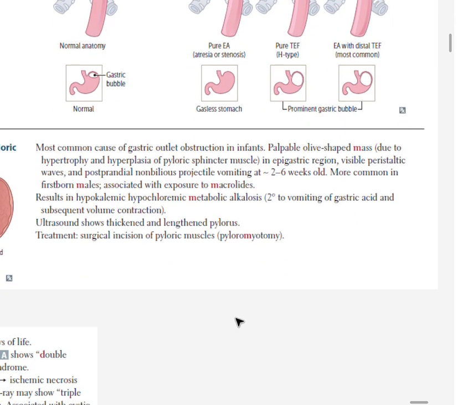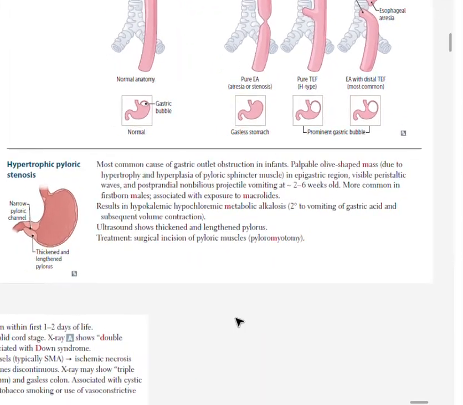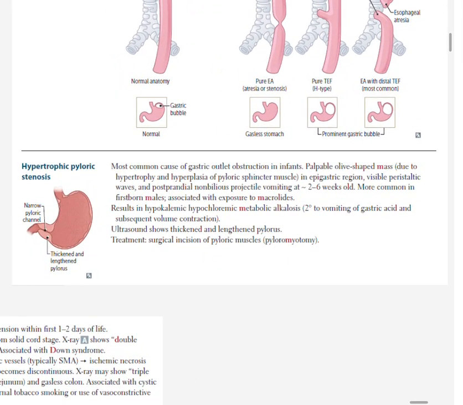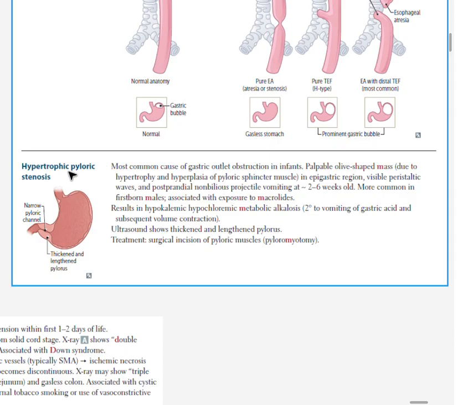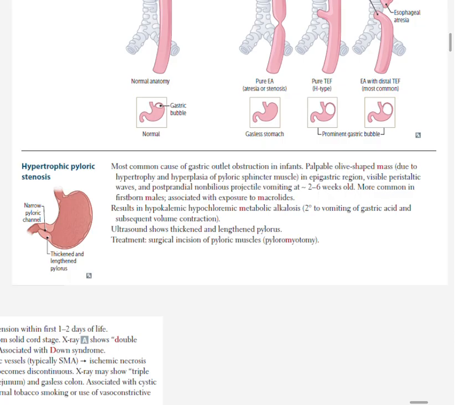Moving on to hypertrophic pyloric stenosis. Now, what is this? As far as I remember, this was a very commonly questioned topic, hypertrophic pyloric stenosis. This is the most common cause of gastric outlet obstruction in infants. Palpable olive shaped mass due to hypertrophy and hyperplasia of the pyloric sphincter muscle in epigastric region. There are visible peristaltic waves and postprandial non-bilious projectile vomiting at 2 to 6 weeks old. Now let's stop here because this is enough to understand, right?